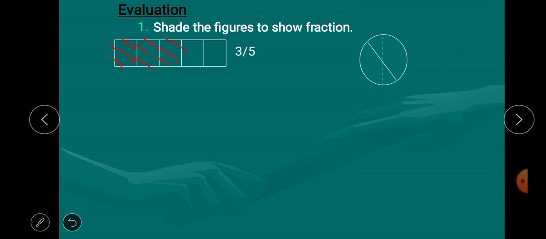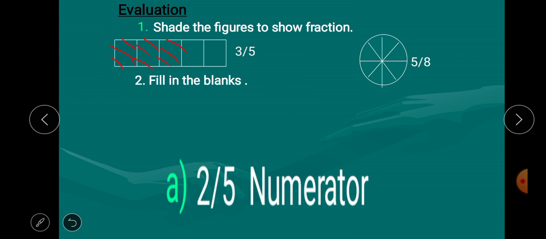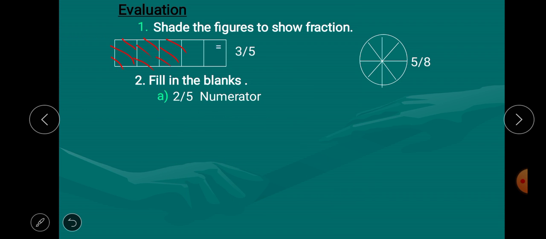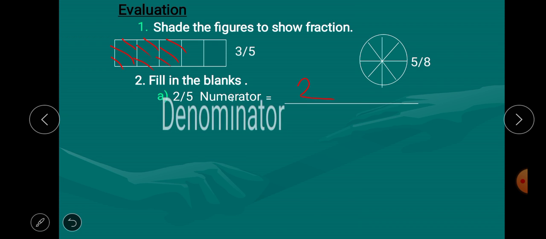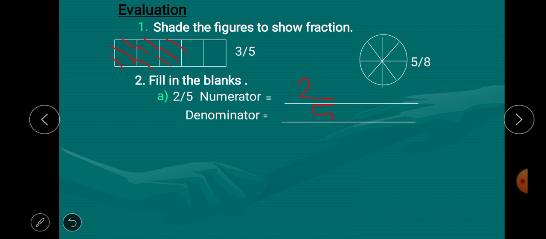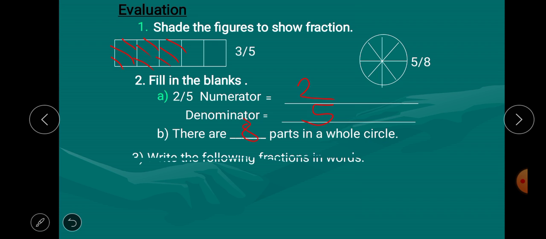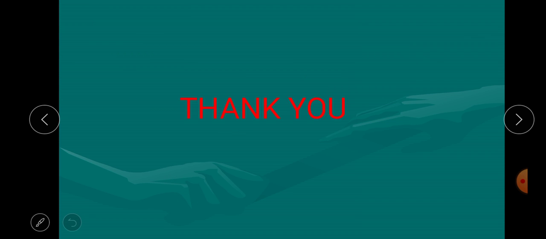Now one circle is given and it is divided into 8 equal parts. Okay, so 2 by 5. In 2 by 5 what is the numerator? Numerator is equal to 2 and denominator is equal to 5. There are how many total parts? 8 parts. Write the following fractions into words. 4 by 5 means 4/5. 7 by 10 means 7/10.